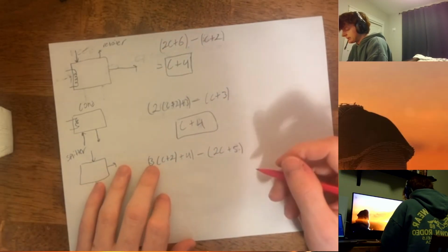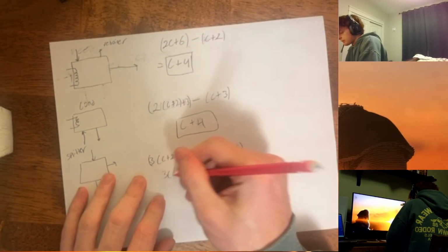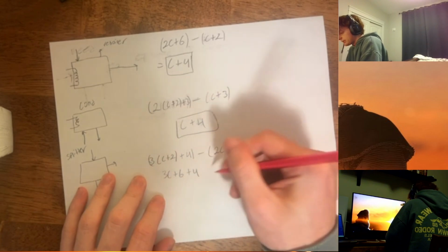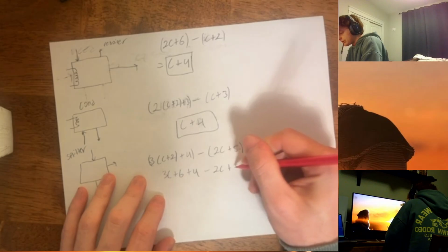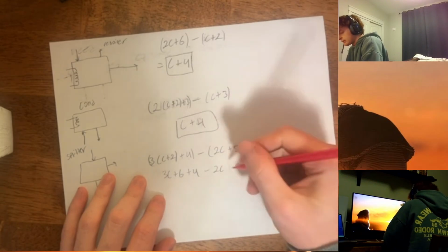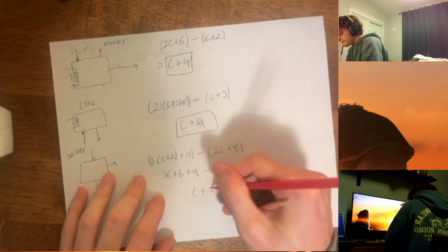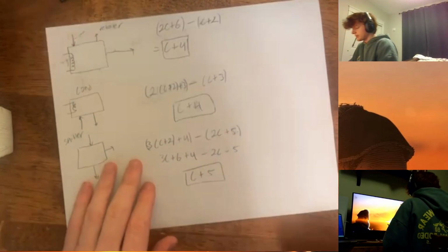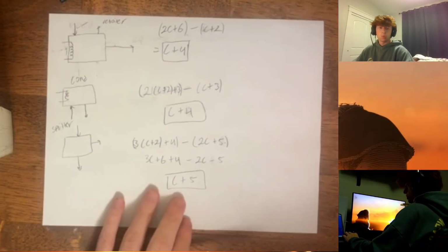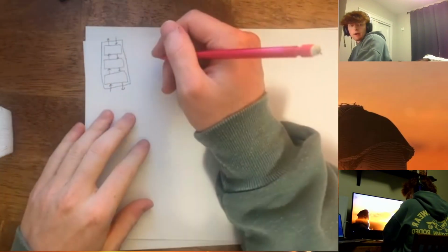Okay, so you're left with 3C plus 6 plus 4 minus 2C plus minus 5. So you're left with C plus 5 for the degrees of freedom for our splitter.